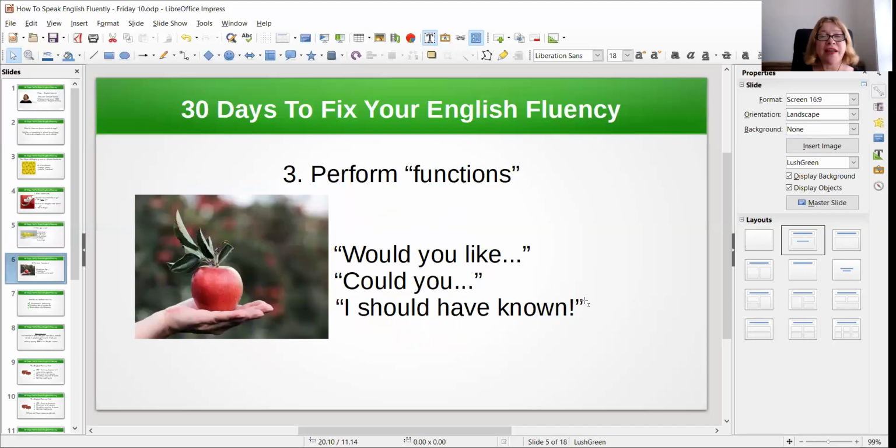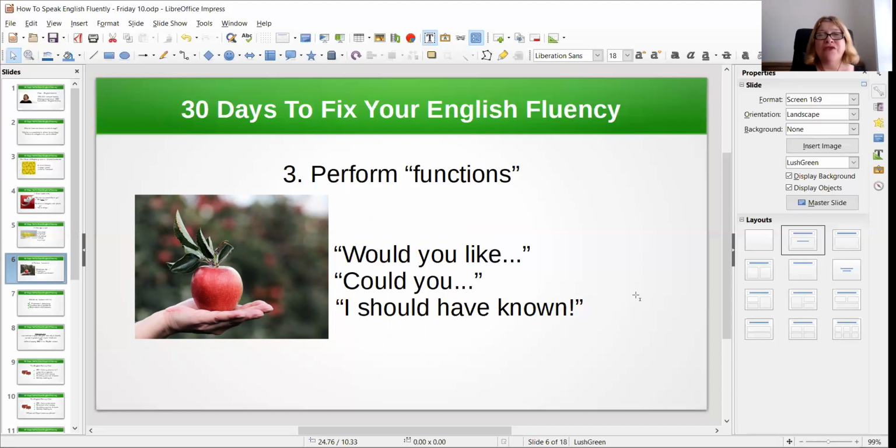And the third thing that they do is that they perform functions. Here's an example. Would you like an apple? So would you like is an offer, is a type of a function. So you can use the modal would to make an offer.